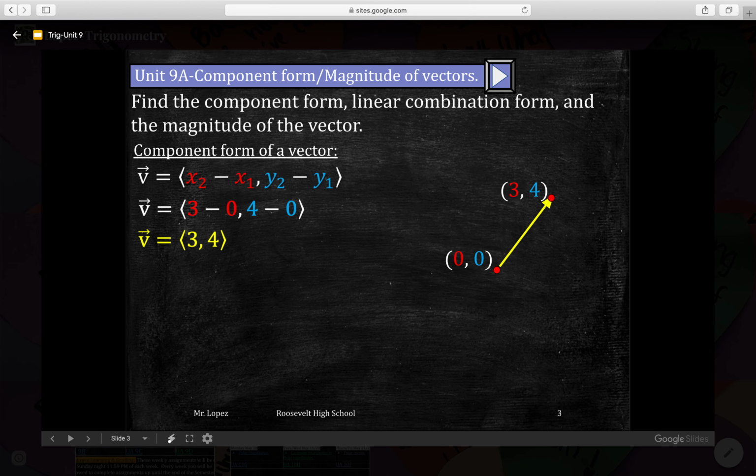There's another way of saying the same thing, and it's called the linear combination form of a vector. Basically what you're saying is that you're moving in the x direction, which is the i direction, 3 units, and in the j direction, which is the up and down direction, the y, 4 units. And so the linear combination form of the vector is going to be 3i plus 4j.